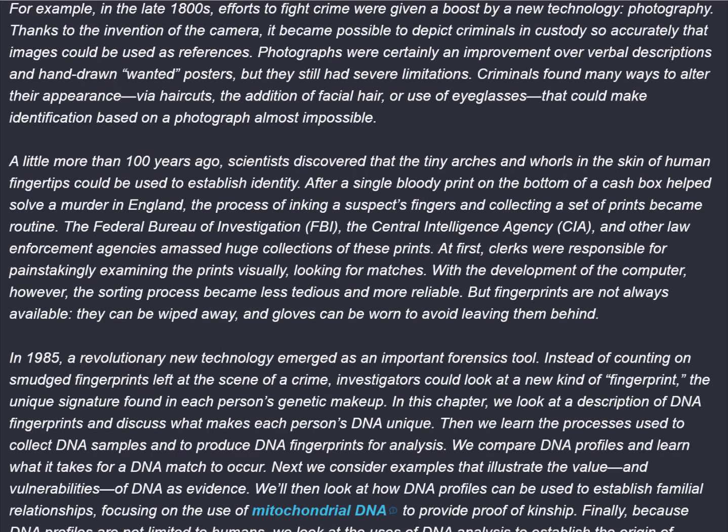For example, in the late 1800s, efforts to fight crime were given a boost by a new technology, photography. Thanks to the invention of the camera, it became possible to depict criminals in custody so accurately that images could be used as references. Photographs were certainly an improvement over verbal descriptions and hand-drawn wanted posters, but they still had severe limitations. Criminals found many ways to alter their appearance via haircuts, the addition of facial hair, or use of eyeglasses that could make identification based on a photograph almost impossible.